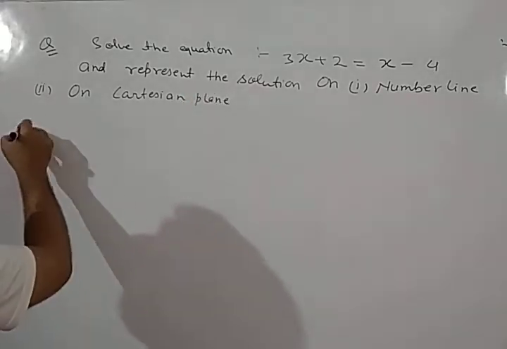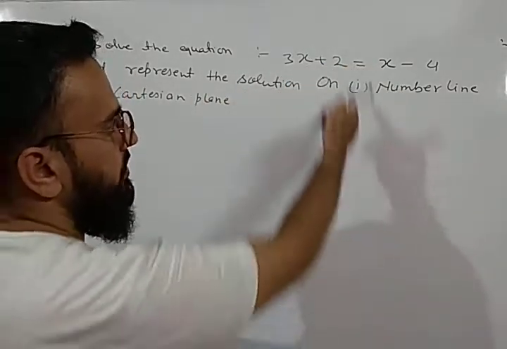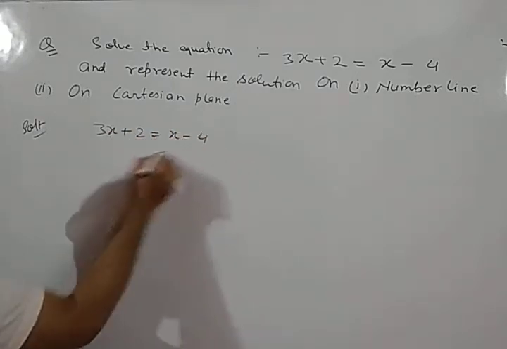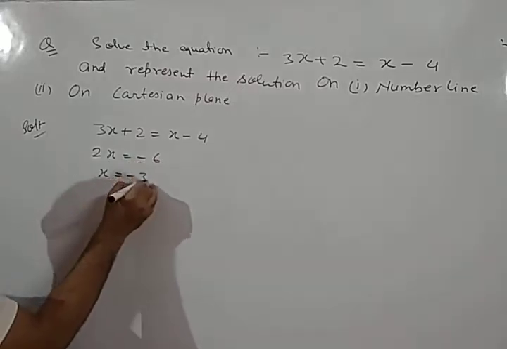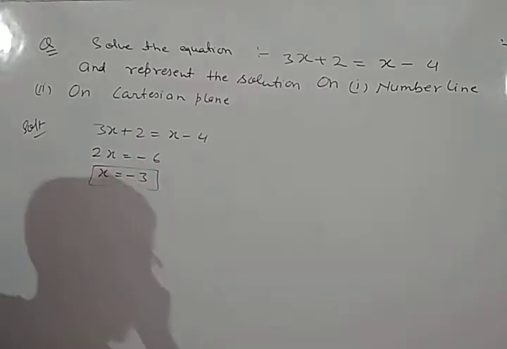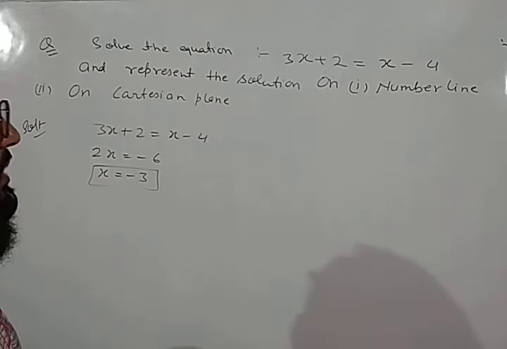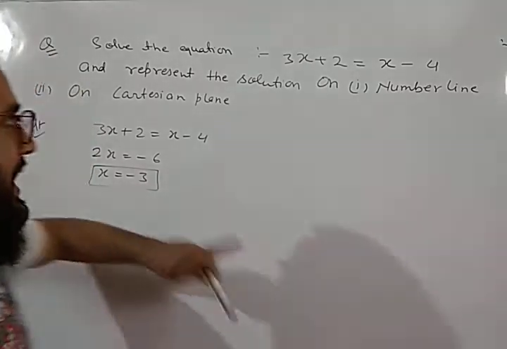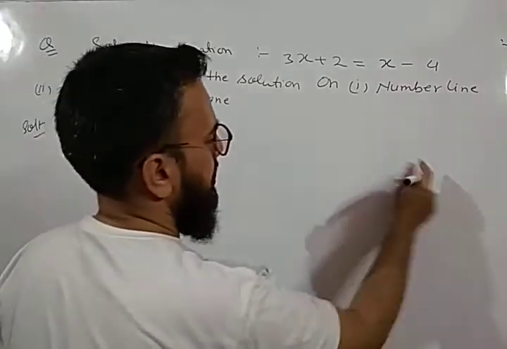Okay, so let us solve this question. First we have to solve the equation. You all know how to solve the equation. It is given 3x + 2 = x - 4. So it will be 2x = -6, or x = -3. So the value of x is coming out to be -3. Now you have to represent this solution, x = -3, on number line as well as on Cartesian plane.